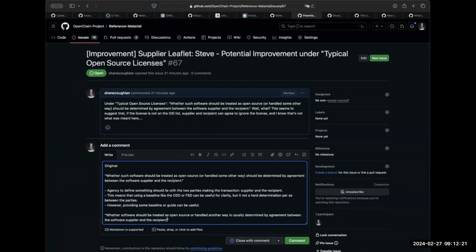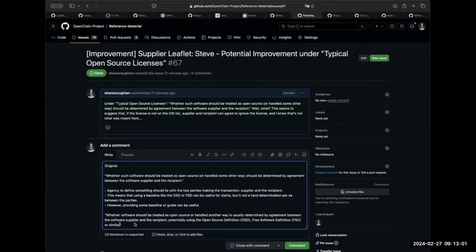I said is usually there because we don't know. There might be a license out there that cheerfully proclaimed it's open source, but only according to this third-party listing, et cetera, et cetera. Someone could put a clause in. And here is where we can potentially add, actually using the... okay. So this basically then takes the wording directly out of ISO 5230, referencing the open source definition, free software definition, or similar.